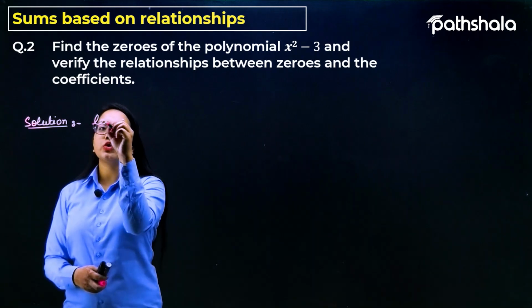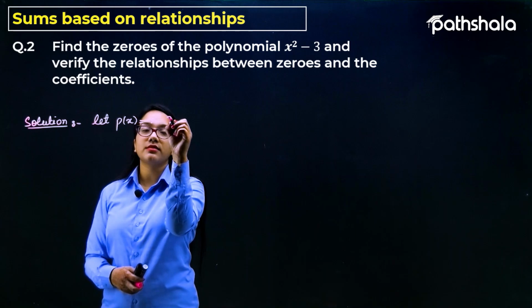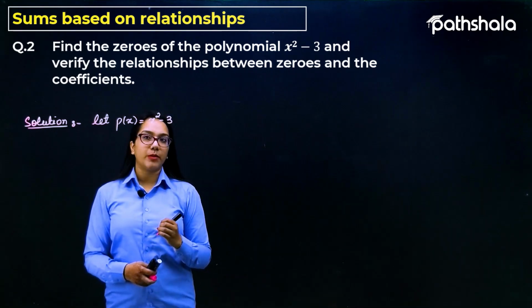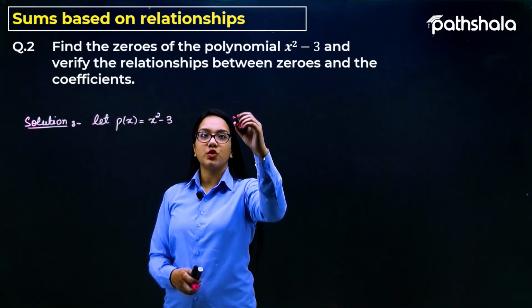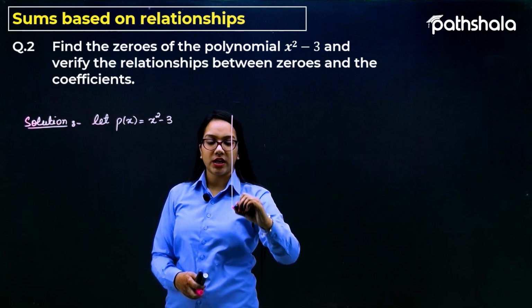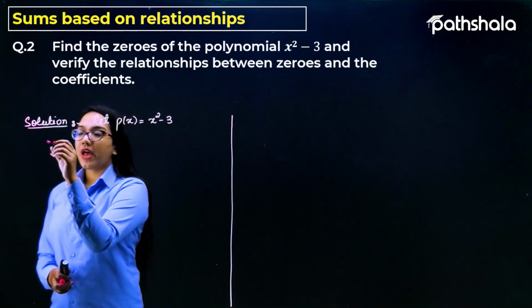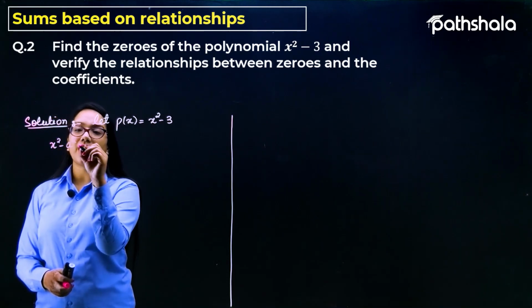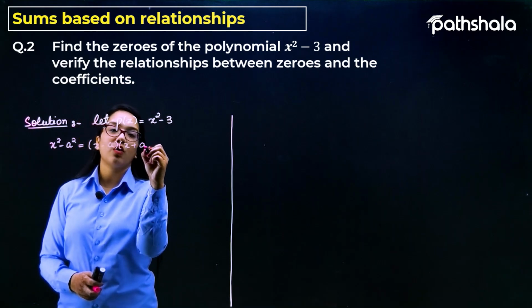So let us suppose we are taking the polynomial p of x as equal to x square minus 3. Let us suppose we are finding the zeros of this polynomial using an algebraic identity. What is that? As we know, the algebraic identity x square minus a square can be expressed as x minus a into x plus a.